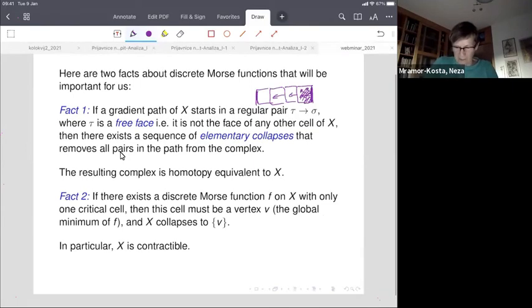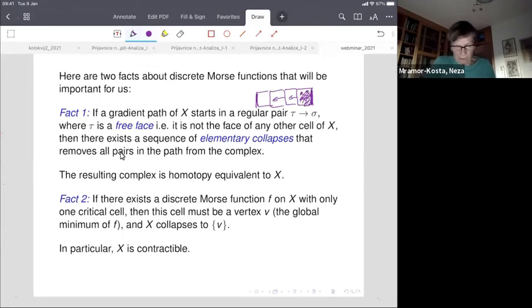Okay, so this is one fact which we'll use later on. Another fact, which is really a special case of this one, is that if you have a discrete Morse function with only one critical cell, on a simplicial complex or some kind of complex, then this critical cell has to be a vertex, because remember, everything is finite. We have to have finitely many values. So there's an absolute minimum someplace.